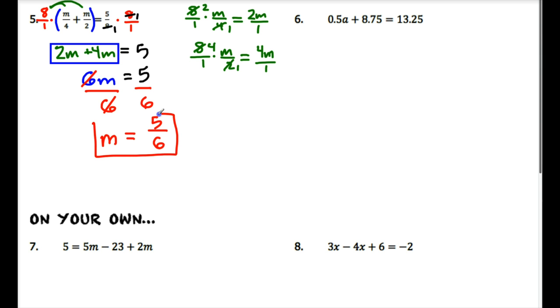Yes, you can get fractions as your answer for these, so don't think you're wrong if you get a fraction as an answer. It is a good idea to check that to see if you made a mistake there, but fractions are allowed as your answers on these.